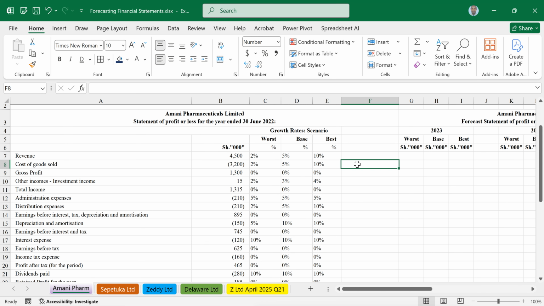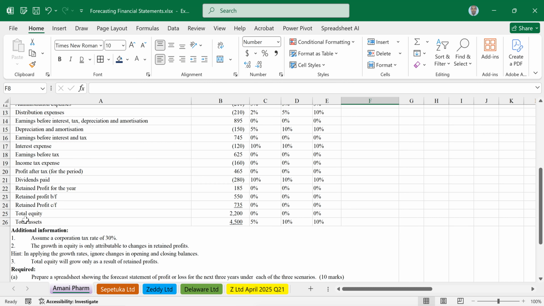This is another forecasting question about Amani Pharmaceuticals Limited, which has presented its statement of profit or loss for the year ended 30th June 2022. Now we have the growth rate scenarios, the worst, the best, and the best. You can see we have revenue, which goes to total assets. Additional information.